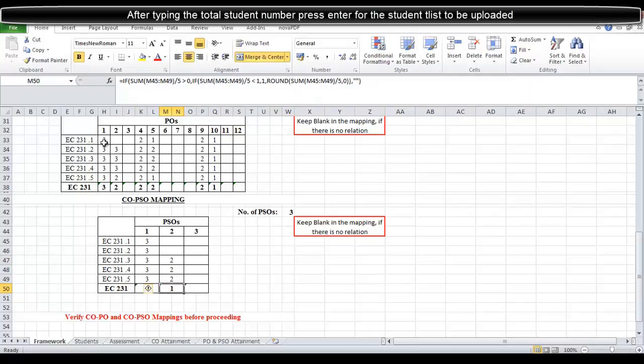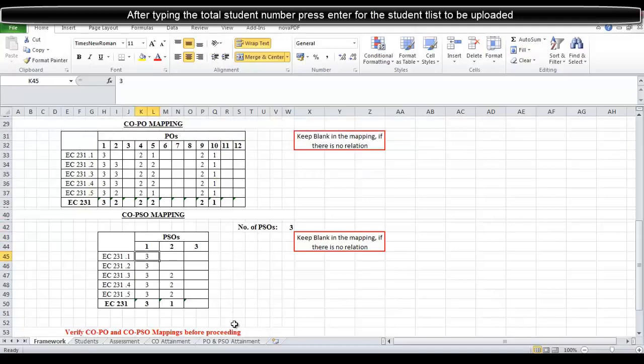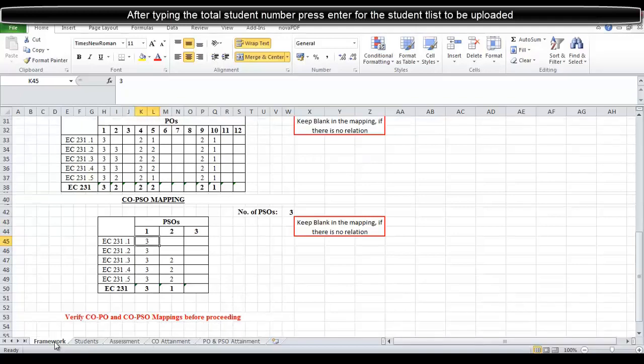Now what is the highest priority? The highest priority is 3, then 2, and the lowest is 1. There can be a case where you may have only 3 and 2 and no 1 in certain cases. It does not matter. As we can see here, there is only 3. There is no other value of 2 or 1, so it does not matter at all. With this, the framework sheet is completed.